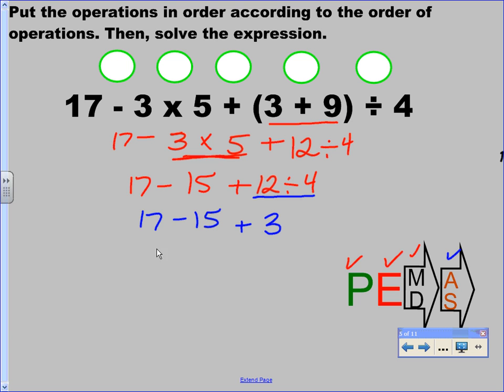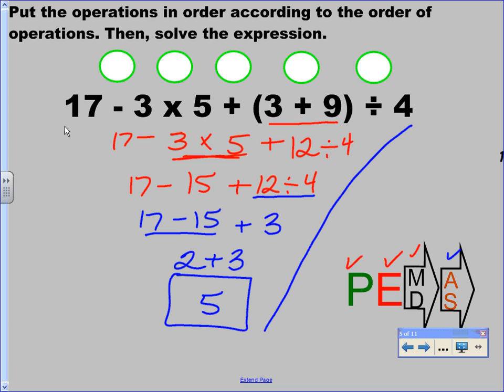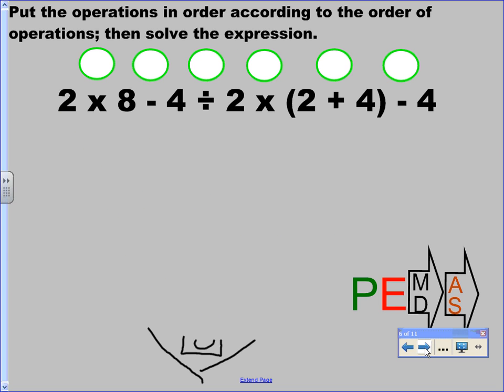Then I do my adding and subtracting from left to right. Subtraction comes first, so that's what I do first. And then 2 plus 3 is 5. So this whole big problem all just becomes 5. And I like to put my little triangle around it so that I know I did it the right way. Okay.